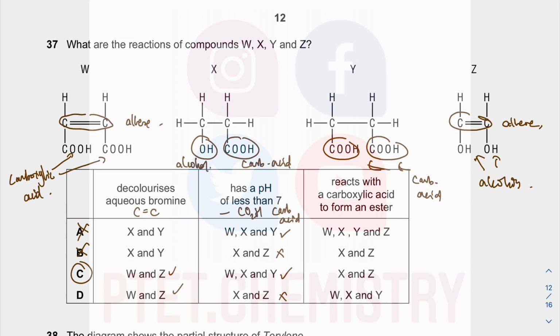But of course we can check as well. React with carboxylic acid to form ester, so that means you must have alcohol. You must have alcohol, then you can react with carboxylic acid. There's X and Z. X and Z can form ester on the alcohol bit with carboxylic acid.